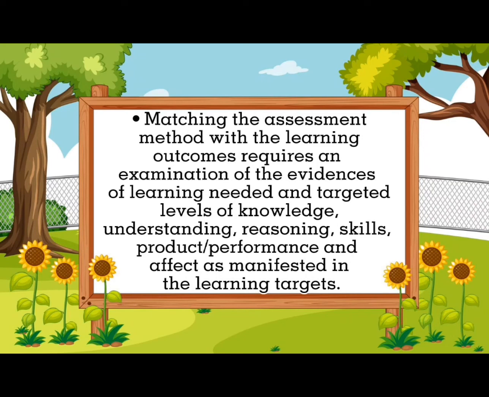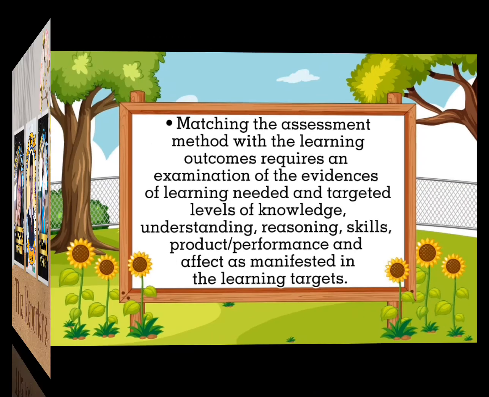An example is the table. For knowledge and simple understanding, the essay score is 4, then the performance task is 3, and the others are 3 or 4. So this is the target that a student should obtain in their assessment method scores.